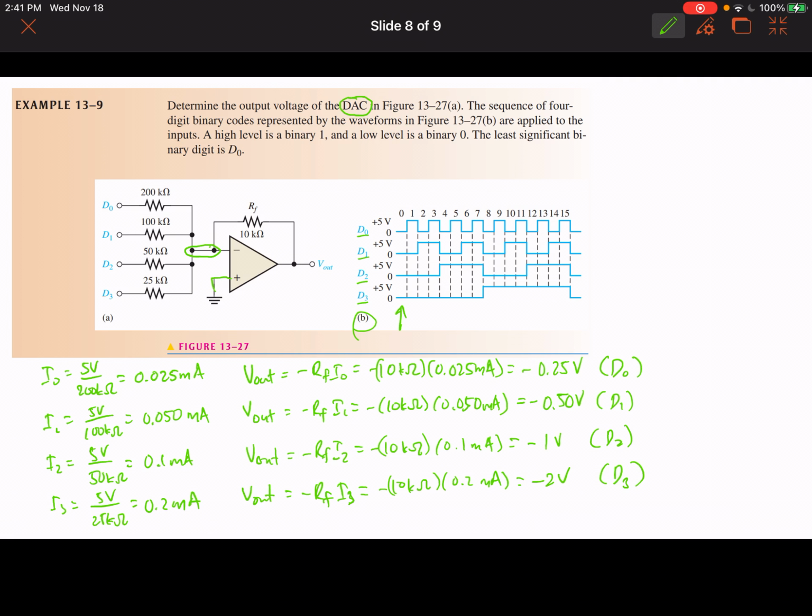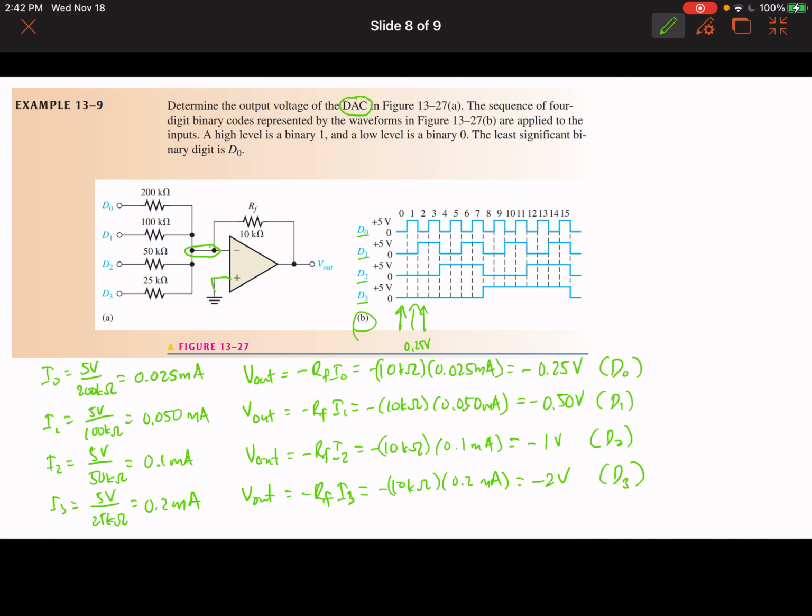Since there's no input. Okay, now for time 1, what we have here is that D0 is the only signal with the 5 volts, D0 is the only input with the 5 volts signal. Okay, so which means that the sum for this is just 0.25 volts. Okay, now for this one, the second one, then we have D2.